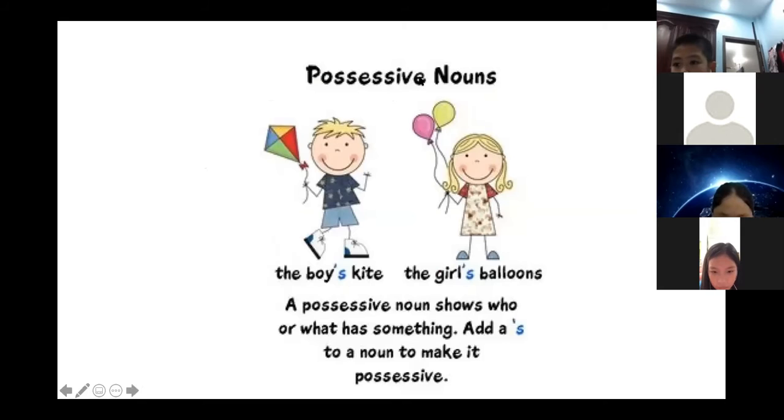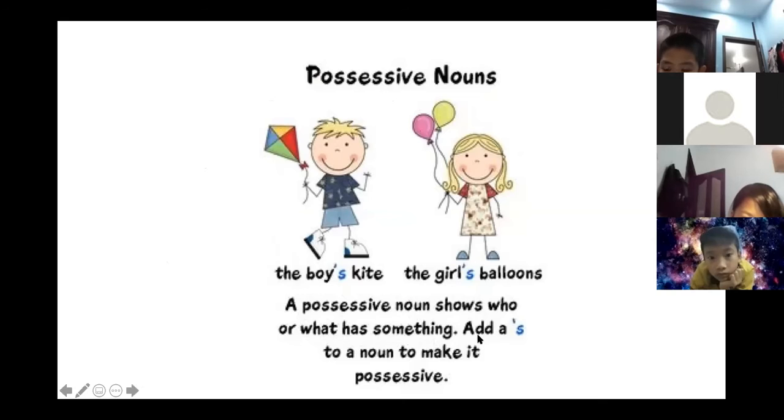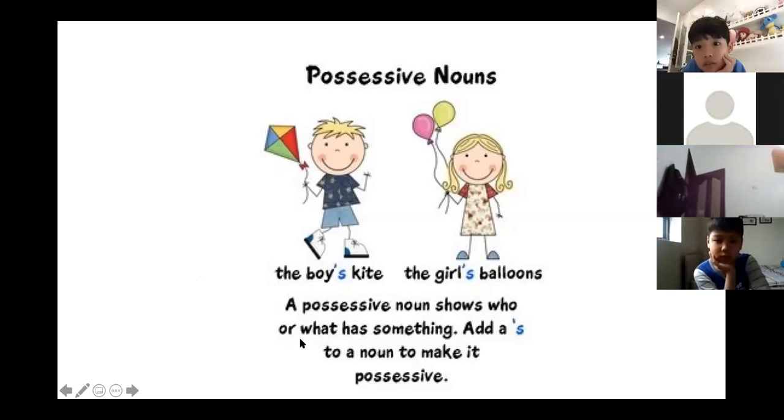So let's have a look here. Possessive nouns: the boy's kite, the girl's balloons. Can everyone say this together? 1, 2, 3. A possessive noun shows who or what has something. Add an S to a noun to make it possessive. Very good, lovely reading. So, a possessive noun shows who or what has something, who owns something. What we do is we add an apostrophe and an S to a noun to make it possessive.